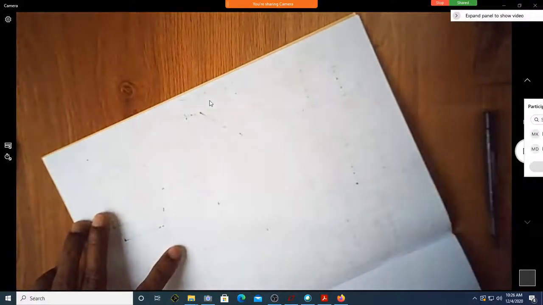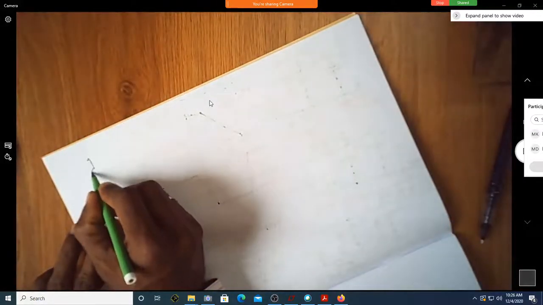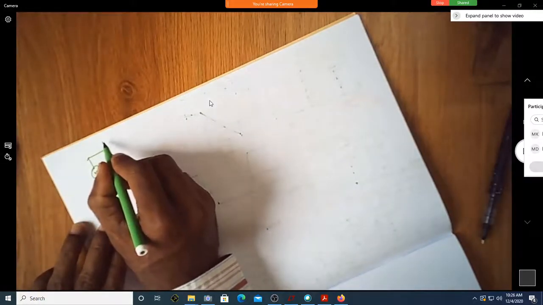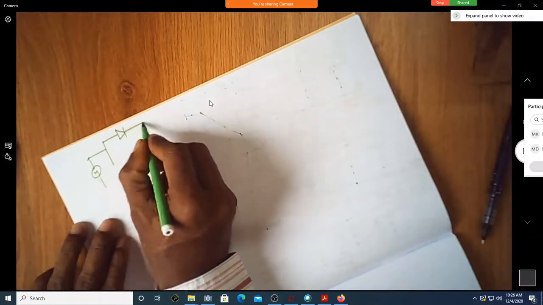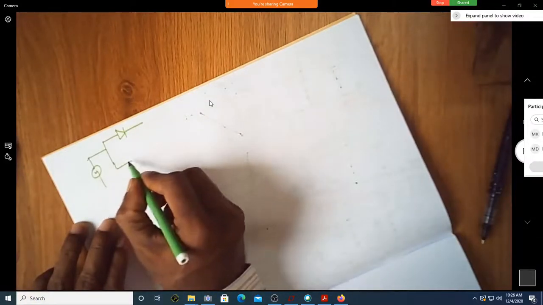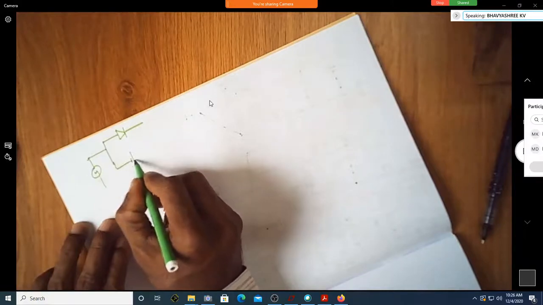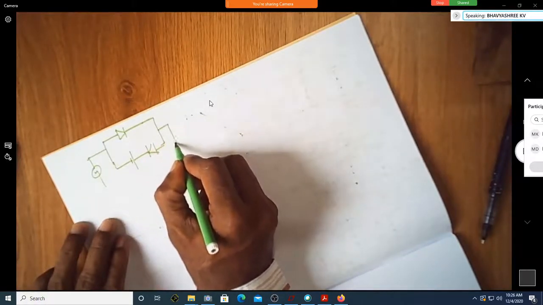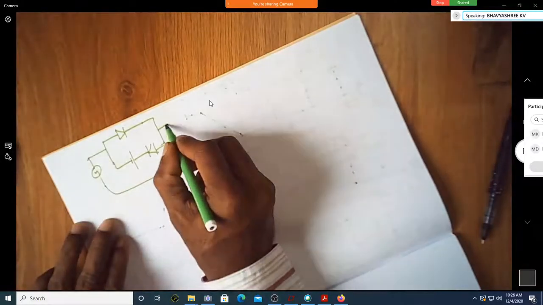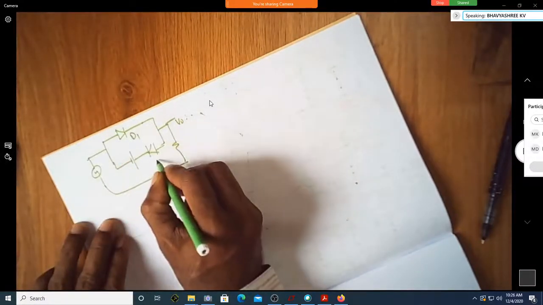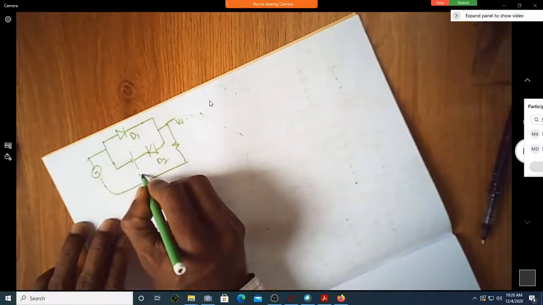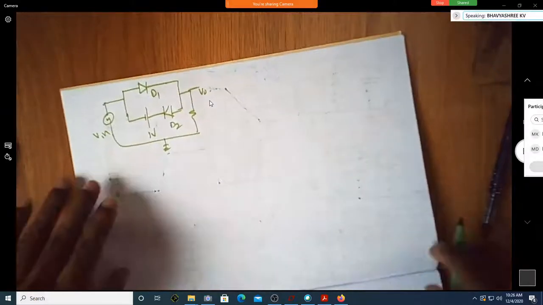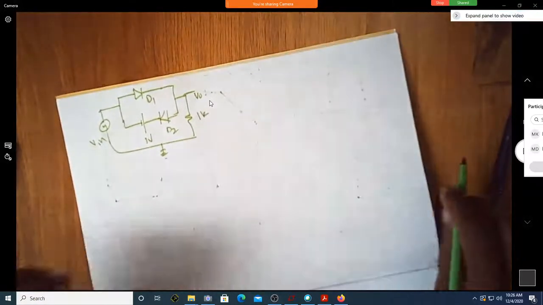So let me write one more circuit where the diodes are actually in parallel. So I have a diode going like this. There is one more diode connected this way. Then I have this is V0. This is D1, D2. This was 1 volt. This is V in, V0. Correct? V1K.